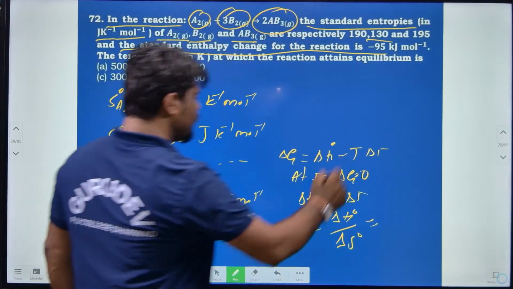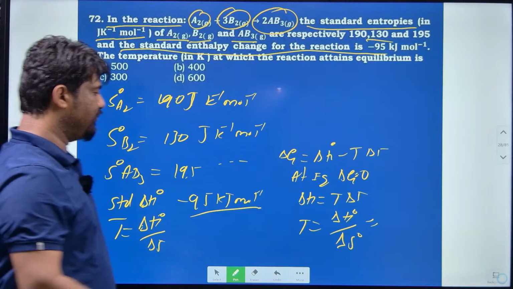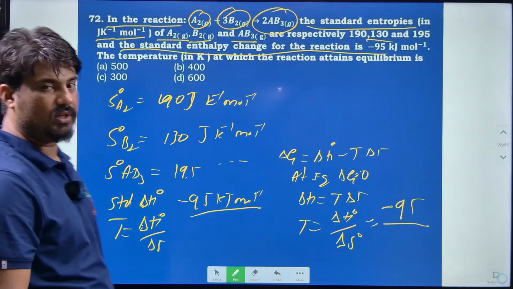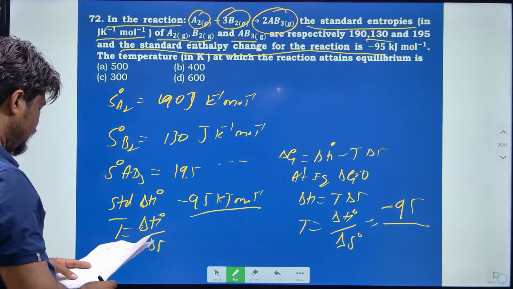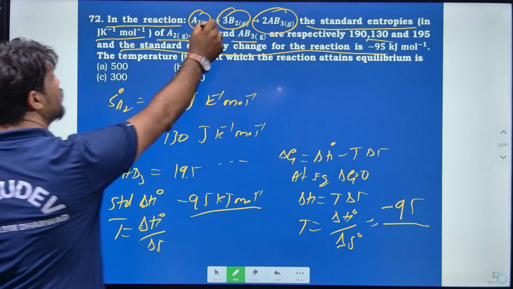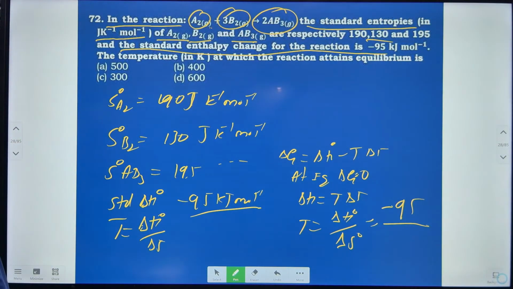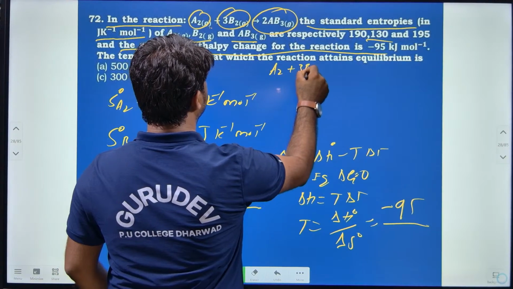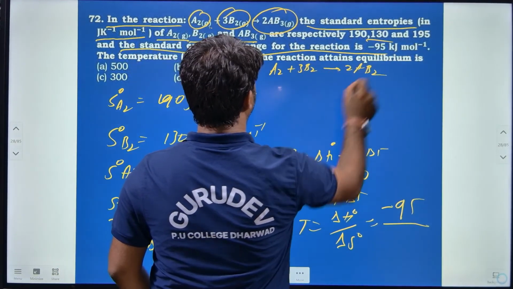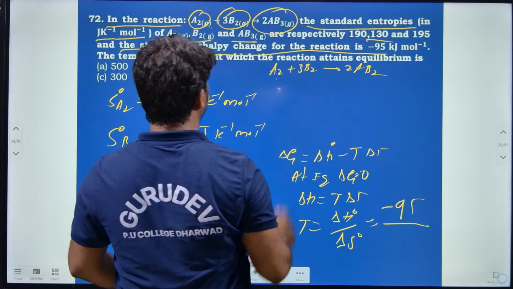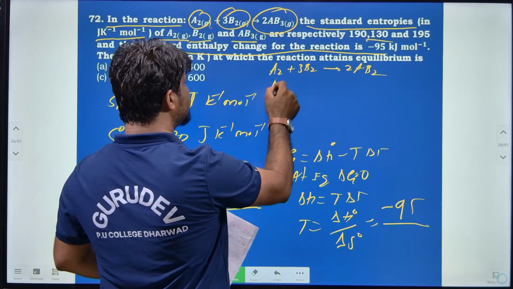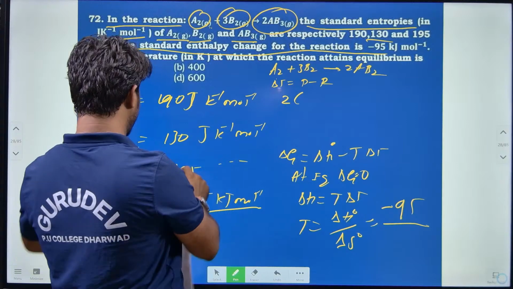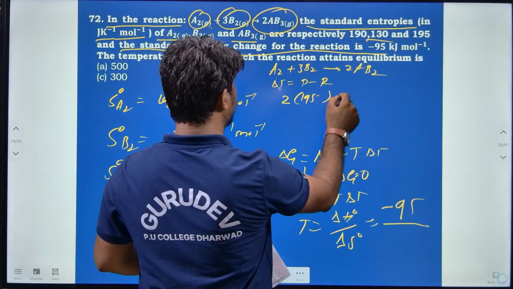Delta H naught they have given already as minus 95. So I need to get the delta S value, which I need to calculate from the equation A2 plus 3B2 giving rise to 2AB3. Delta S is product minus reactant. There are 2 moles of product, AB3 is 195. Now minus the reactants.